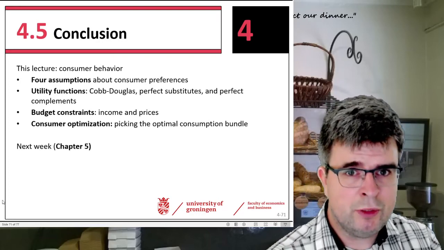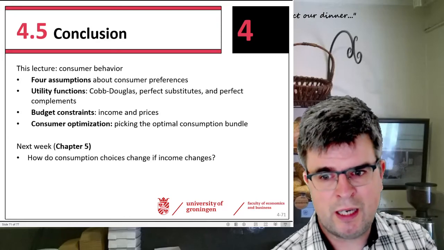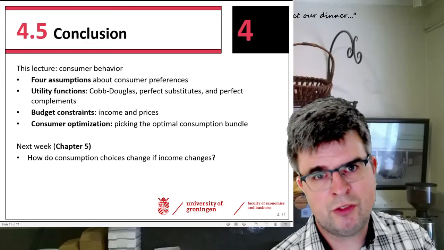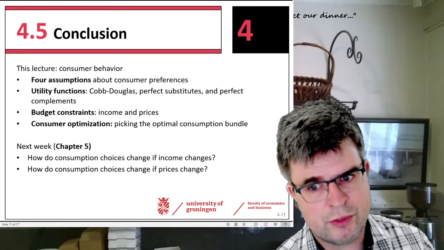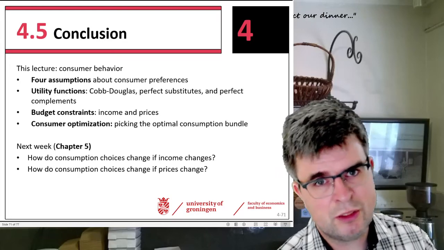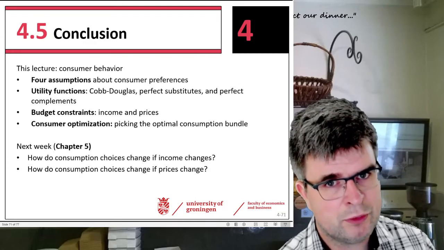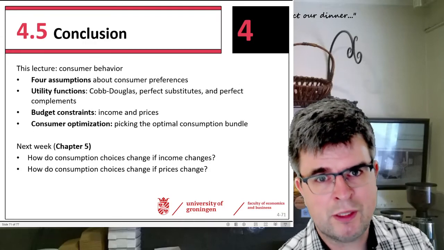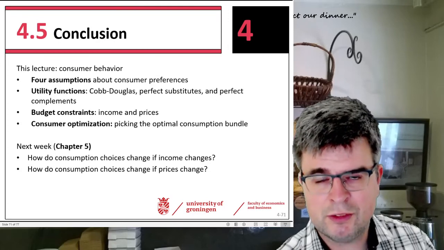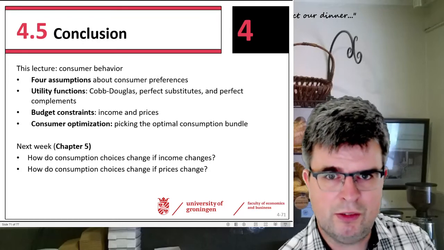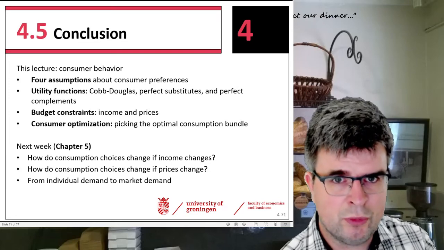Next week, we're going to deal with chapter 5. And chapter 5 is how do consumption choices change if the income changes, and how do the consumption choices change if the prices change. Because in the two examples that we did today, we had a fixed budget constraint. But next week, we will also look at what happens if the budget constraint changes, because one of the prices changes or because the income of the consumer changes. And we will also move from individual demand to market demand.